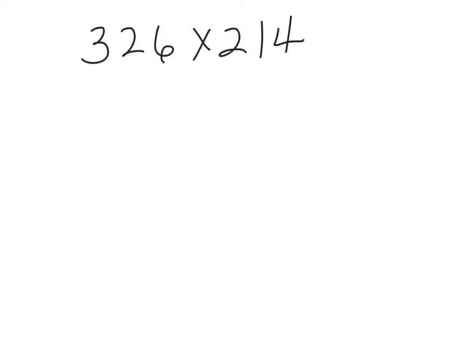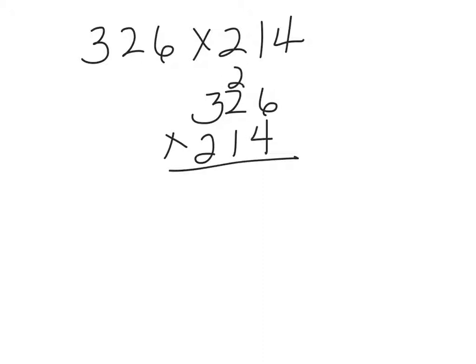Now let's work the problem using the standard algorithm. 326 times 214. 6 times 4 is 24. 4 times 2 is 8, and 2 more makes 10. 4 times 3 is 12, and 1 more is 13. There's our first line from our area model.